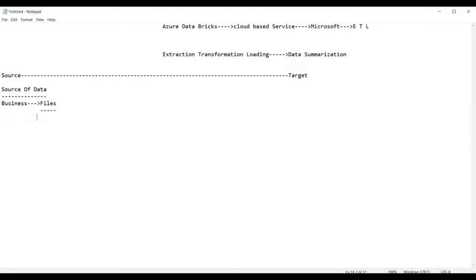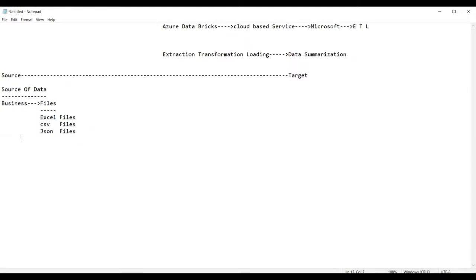So we can have Excel files, and we can have CSV files, which stands for comma separated value files. And you have JSON files. JSON stands for JavaScript Object Notation files.